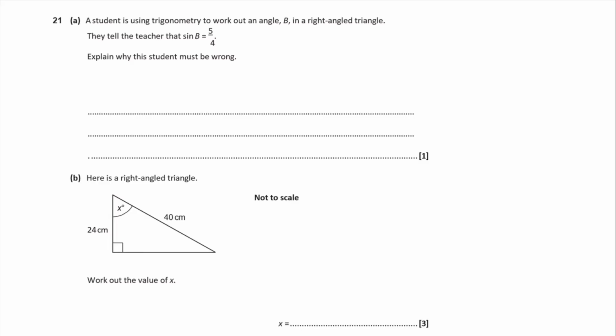Well, pretty obviously, because when you're working out the sine, you are working out the opposite over the hypotenuse, isn't it? So sine theta is equal to the opposite side divided by the hypotenuse. Now in a triangle, what is the hypotenuse? The hypotenuse is always the longest side, isn't it? That's what the hypotenuse is. It's the side opposite the right angle.